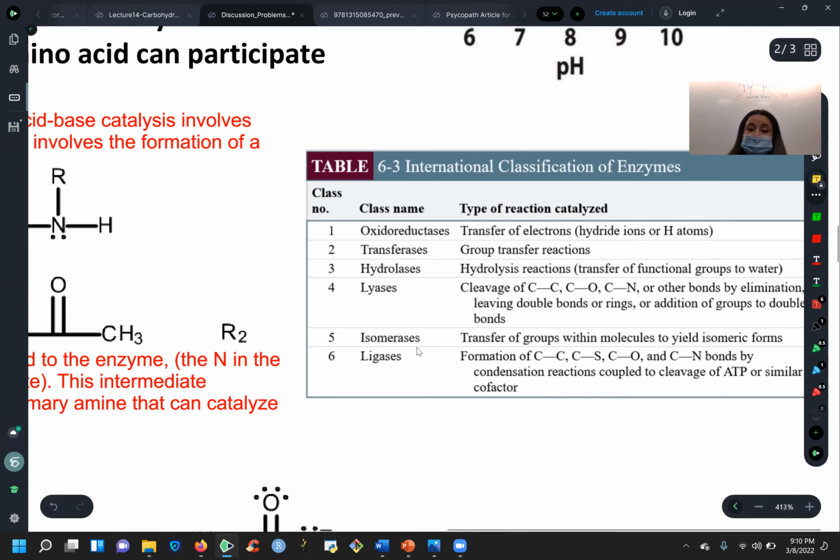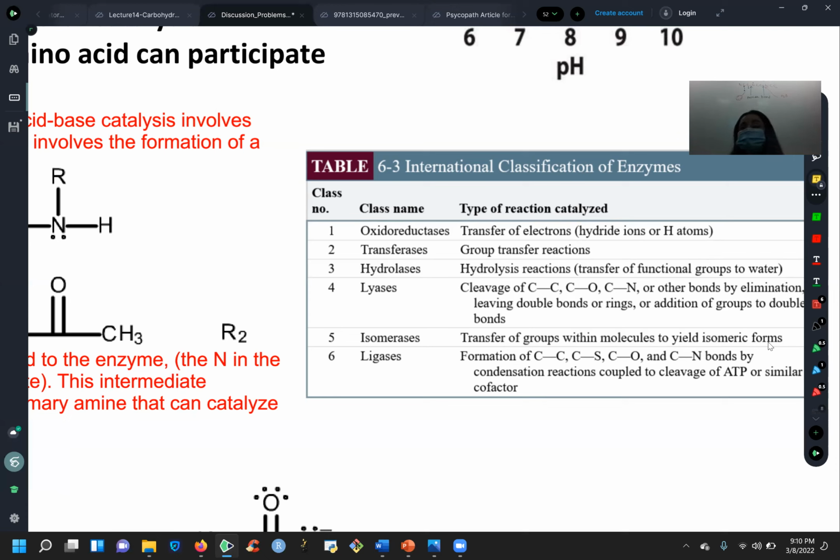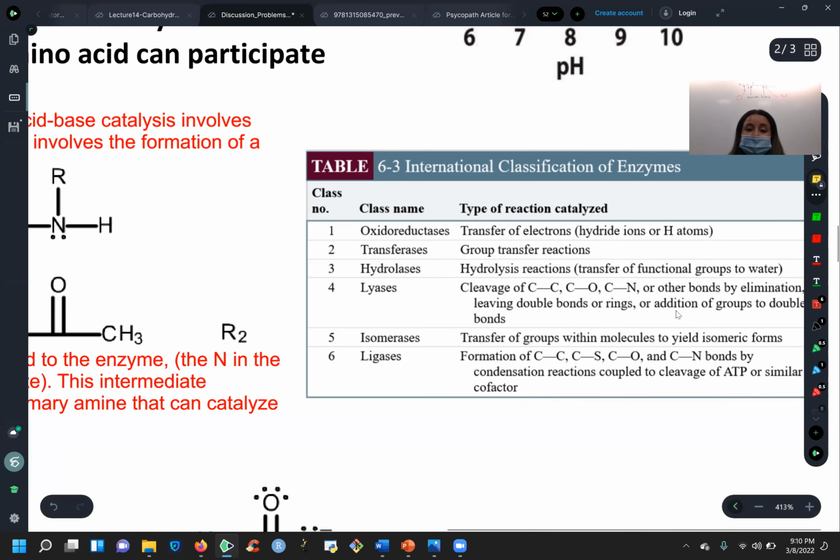Okay, cool. So now isomerase: transfer of groups within molecules to yield isomeric forms. Well, that's easy. If you have 2 amino acids and on one of them you have the hydroxyl group on the left, and on the other one you have it on the right, that's an isomer. So then you know that you have an isomerase. That's a pretty easy one to identify as well. Those two are my favorites.